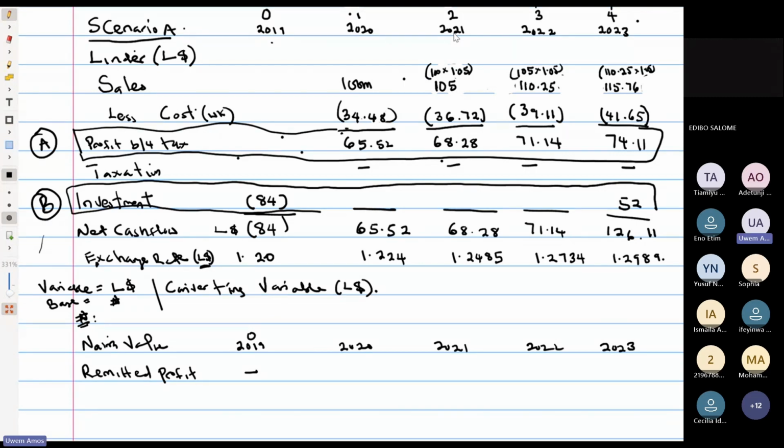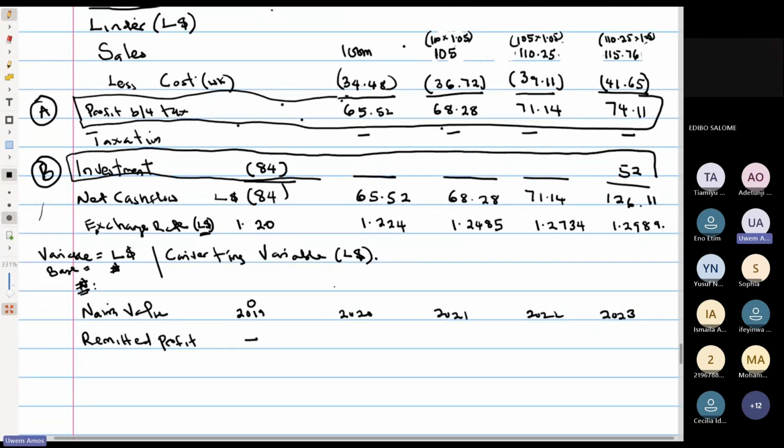It's as easy as that. You must not fail currency conversion for any reason whatsoever. So 65.52 divided by 1.224, guys, what do you have? 53.53. The next one, 68 divided by 1.2485. You have 54.69.